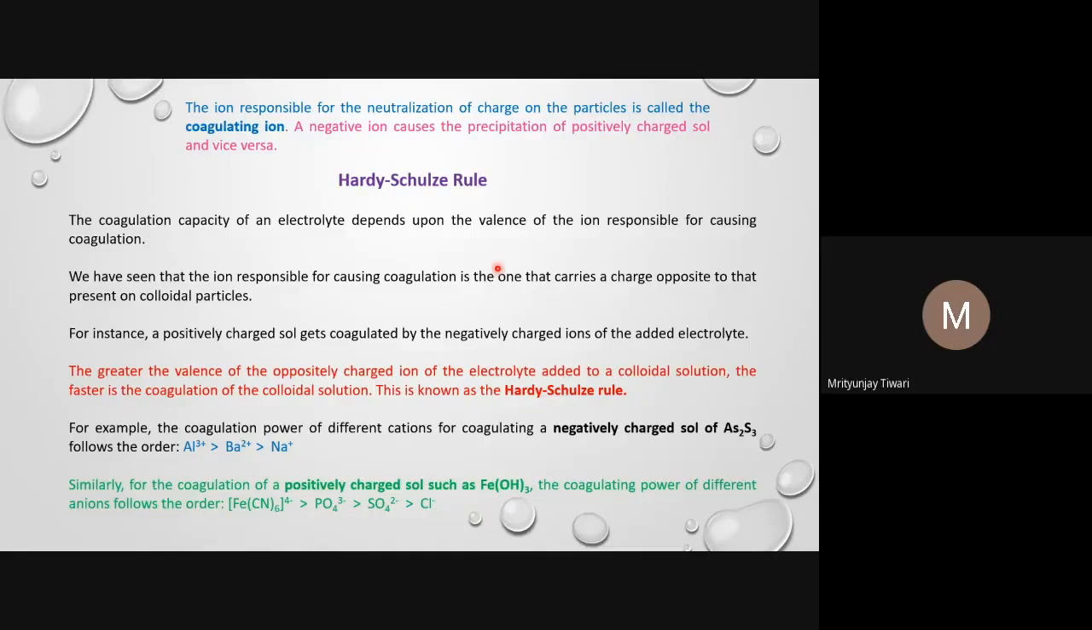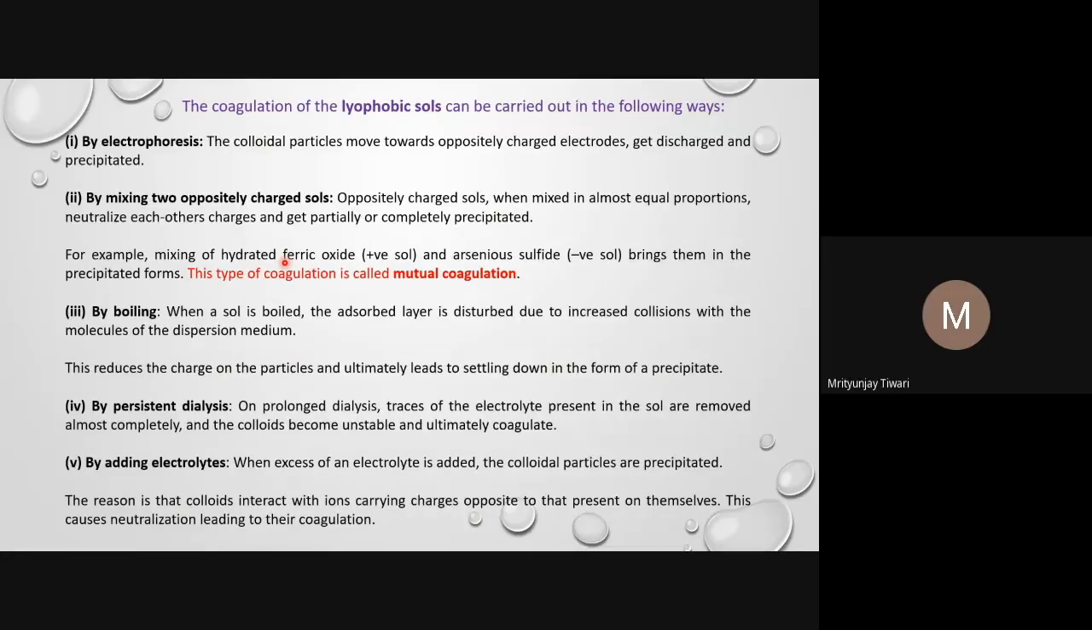Let us now read about the Hardy-Schulze rule. It talks about the coagulation capacity of different ions. As we have just studied about the adding of electrolytes, there are many electrolytes which contain positive ions, and there are many electrolytes which also contain negative ions.